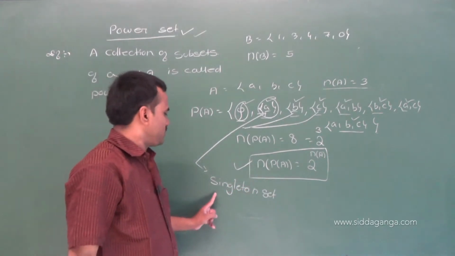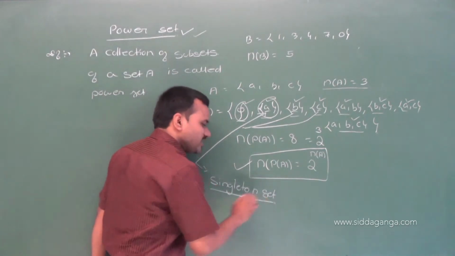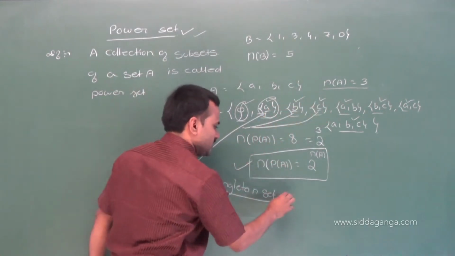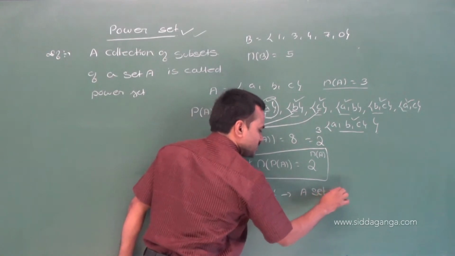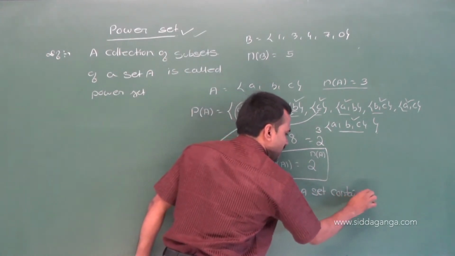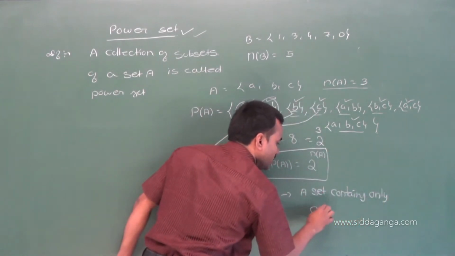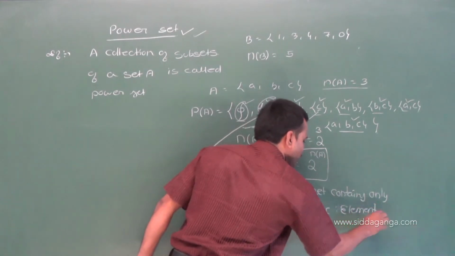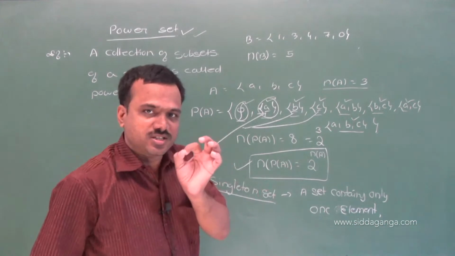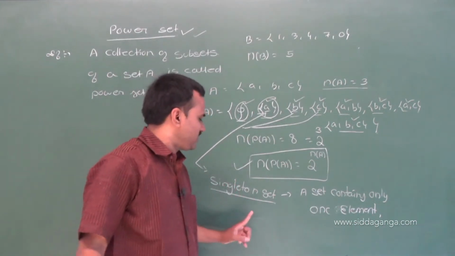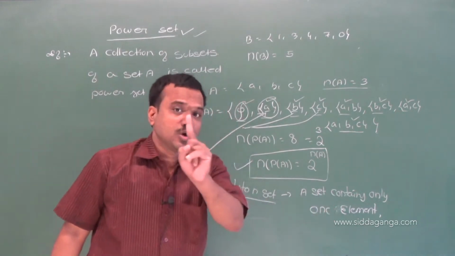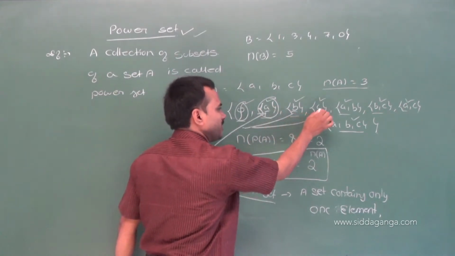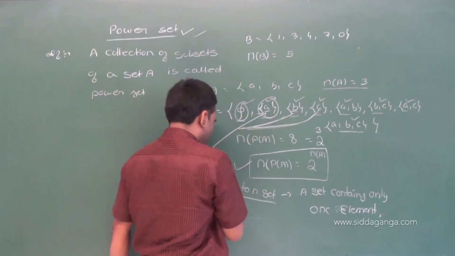Singleton set means what, sir? A set that contains only one element. Simple concept. Singleton set means a set contains only one element. See, observe here. This set contains only one element. This set contains only one element. This set contains only one element. All these are nothing but singleton sets.